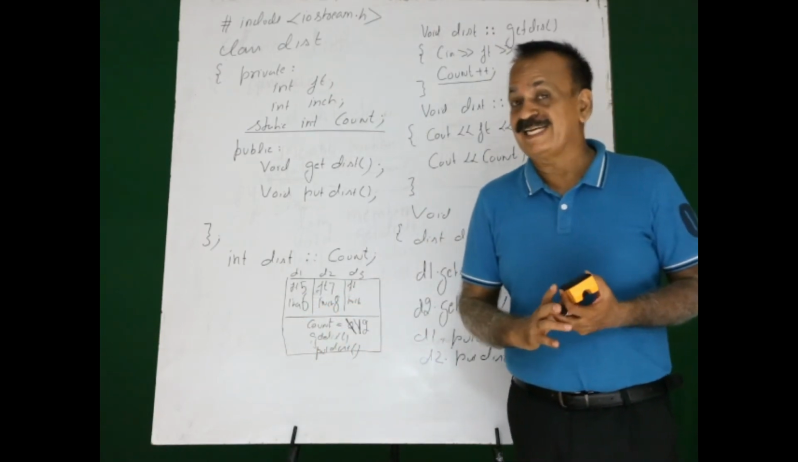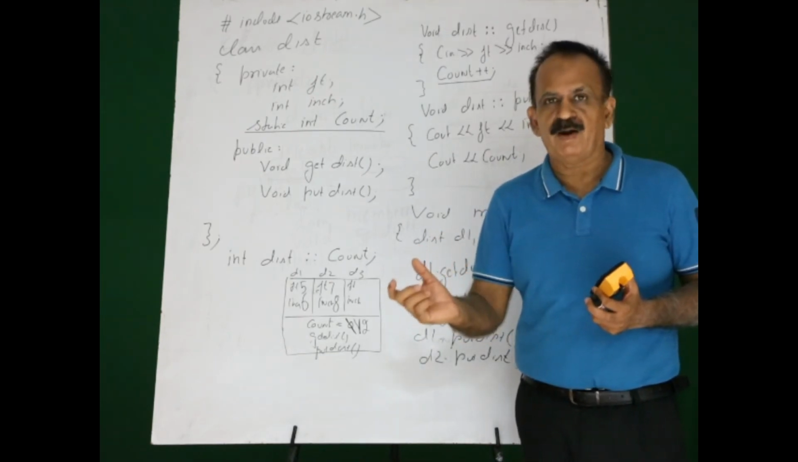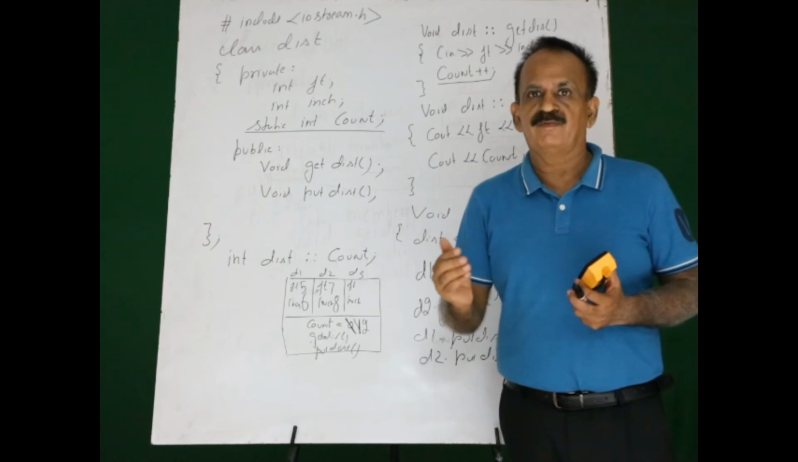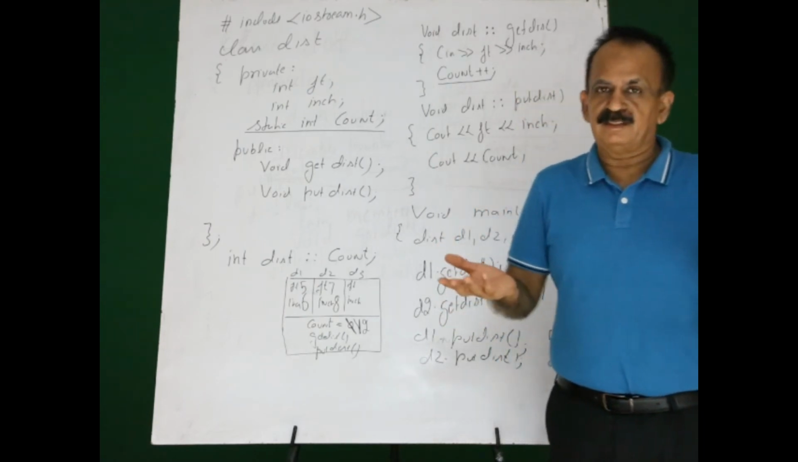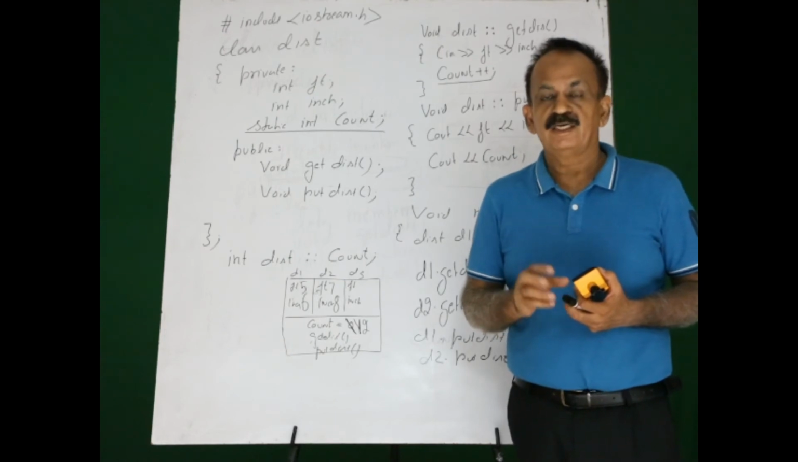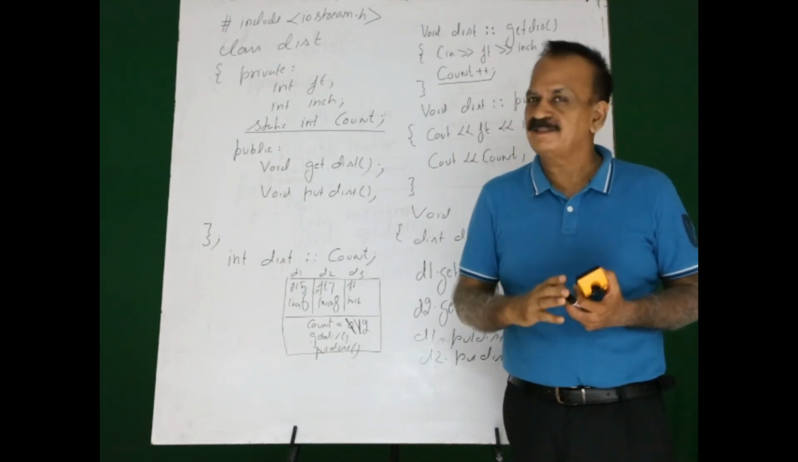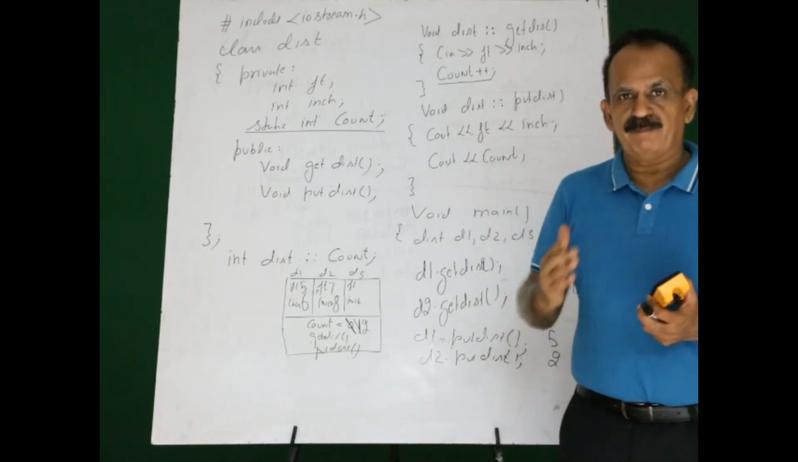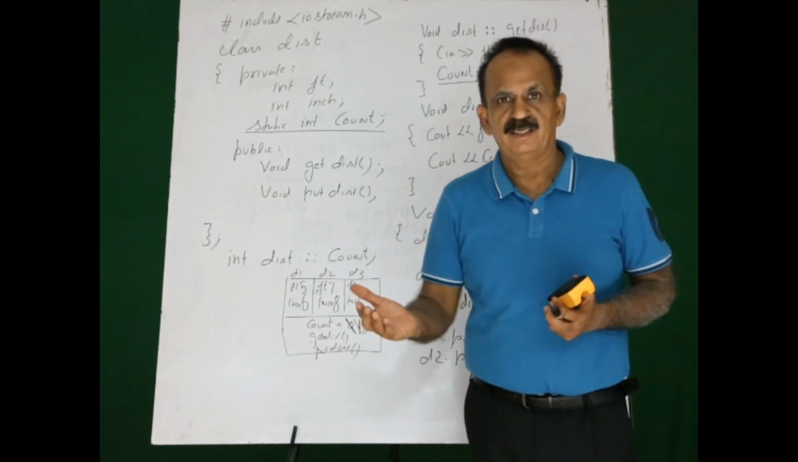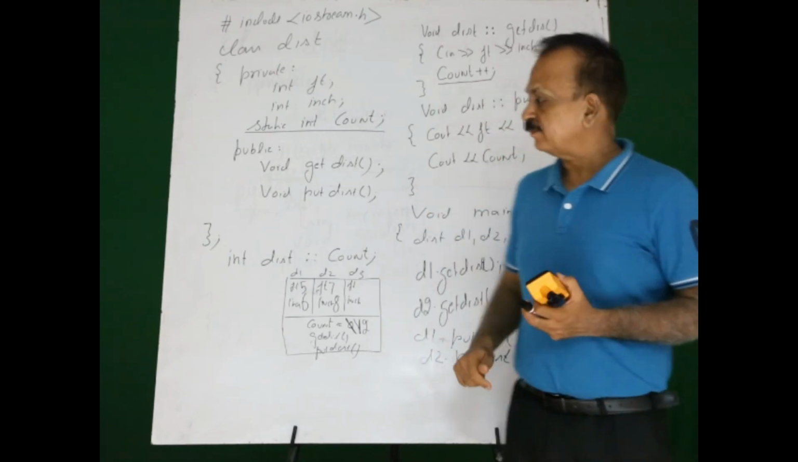Now, another one is static member function. This is the second part of the topic, static member function. No doubt, this is a special function. The word static is used. This is a special function which is used with static data member. This is important: a static member function is a special function which is used with a static data member.